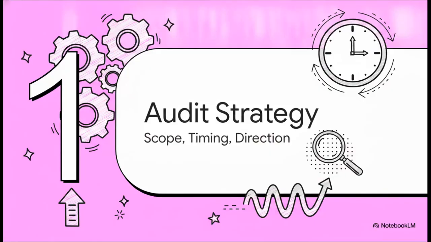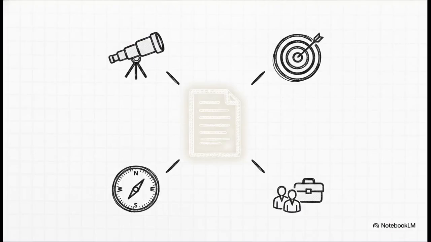Section 1, the Overall Audit Strategy, Scope, Timing, and Direction. Let's get into it. This brings us to the first major pillar of Standard on Auditing 300. We've accepted the engagement, now we have to formulate the overall audit strategy. The main job of the strategy is to set the scope, timing, and direction of the audit. Let's look at what actually goes into building this.